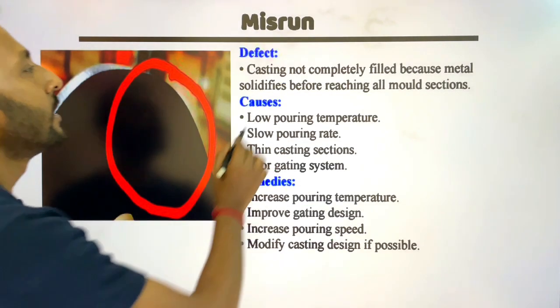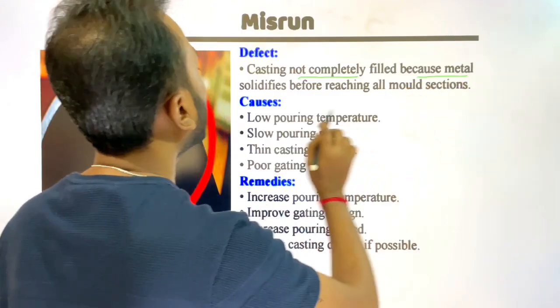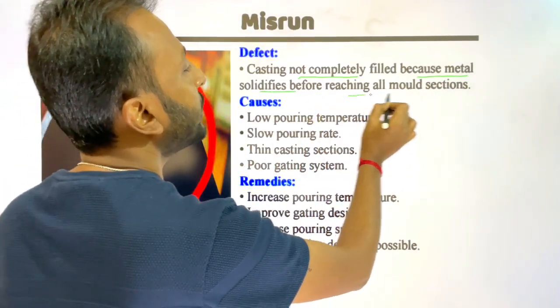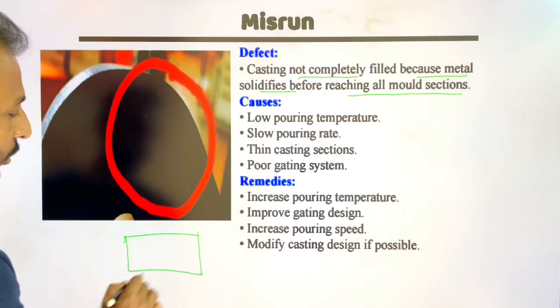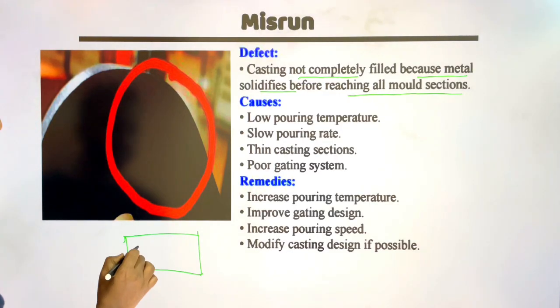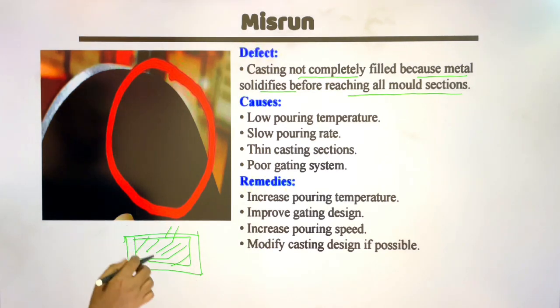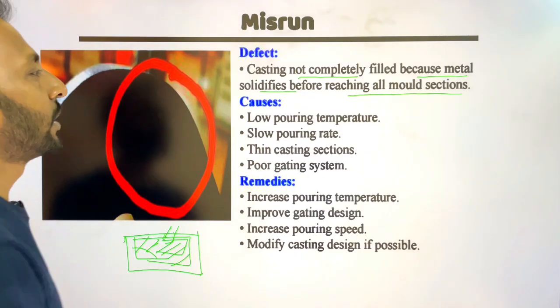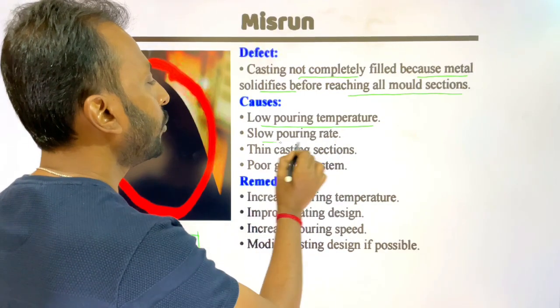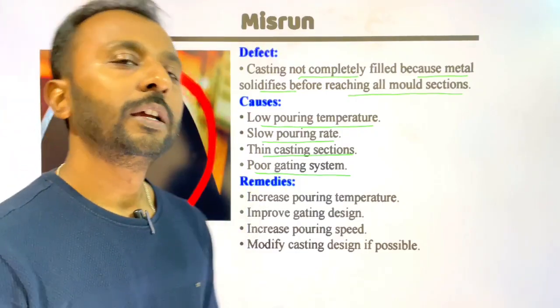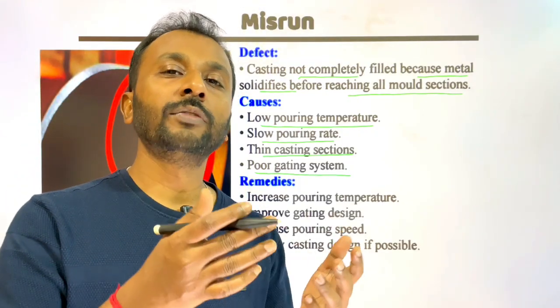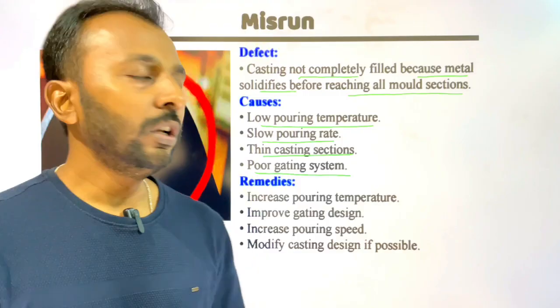So what is misrun? Casting not completely filled because metal solidifies before reaching all mold sections. So when we are doing the casting process, when we are filling this mold cavity with the hot molten metal, the molten metal solidifies before filling the whole section. This is the misrun. Low pouring temperature, slow pouring rate, thin casting section and poor gating system. These are the main causes of misrun. The molten metal solidifies before filling the whole mold cavity.